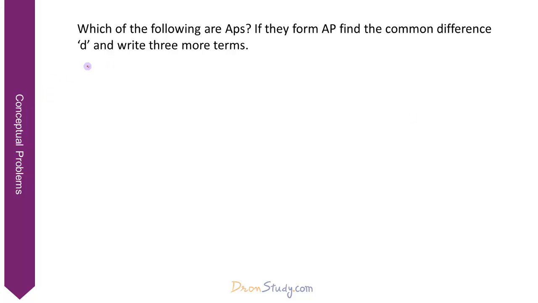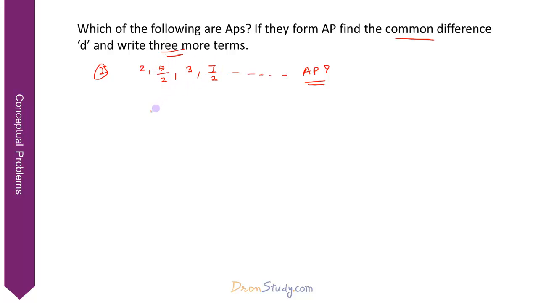The second question is 2, 5 by 2, then 3, 7 by 2, and so on. We have to find whether it is an AP or not. And if it is an AP, then we have to find the common difference and then write 3 more terms. So first we will check whether it is an AP or not.